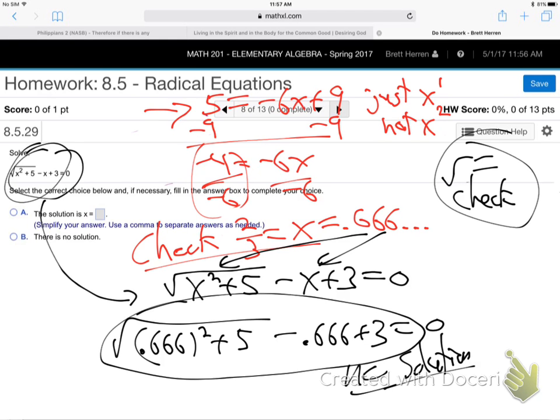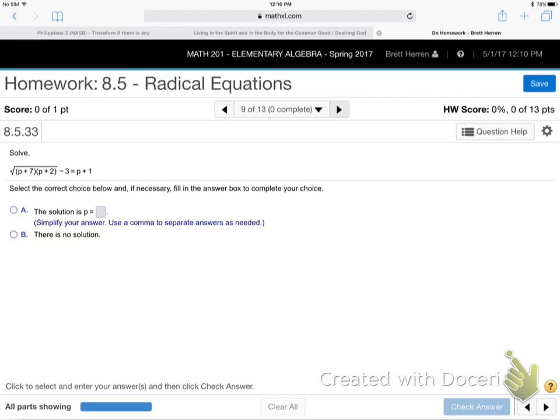All right, let's keep moving. We've got a few more things to cover. Is this one better than it looks? Because it looks terrible. Let's see. Okay, so we have the square root of p plus 7, p plus 2, minus 3 equals p plus 1.